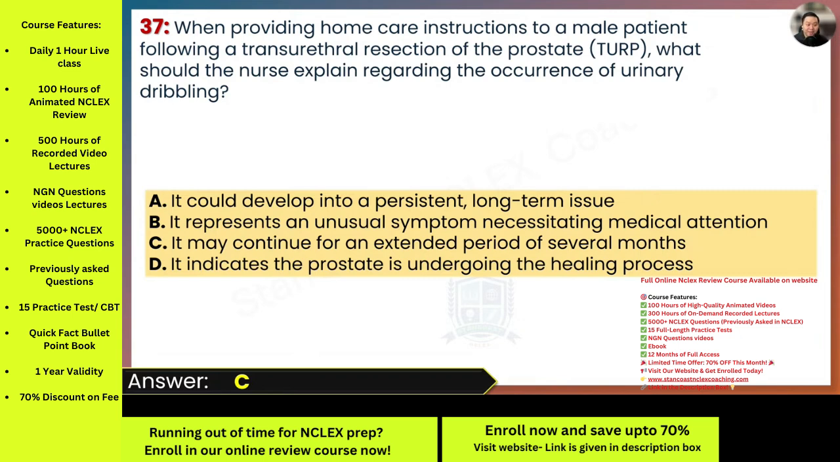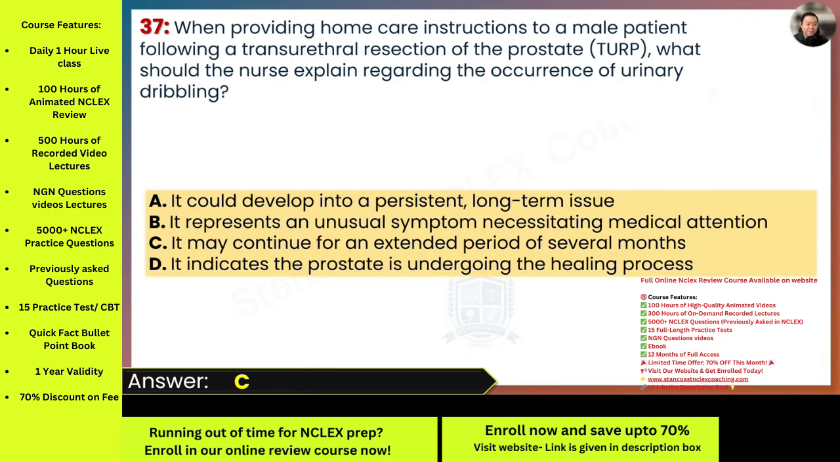Now, why is letter A incorrect? It says it could develop into a persistent long-term issue. Well, this is incorrect because after a TURP, it does not typically become a long-term or chronic problem. It is a temporary issue, and in most cases, the patient will regain control over time.